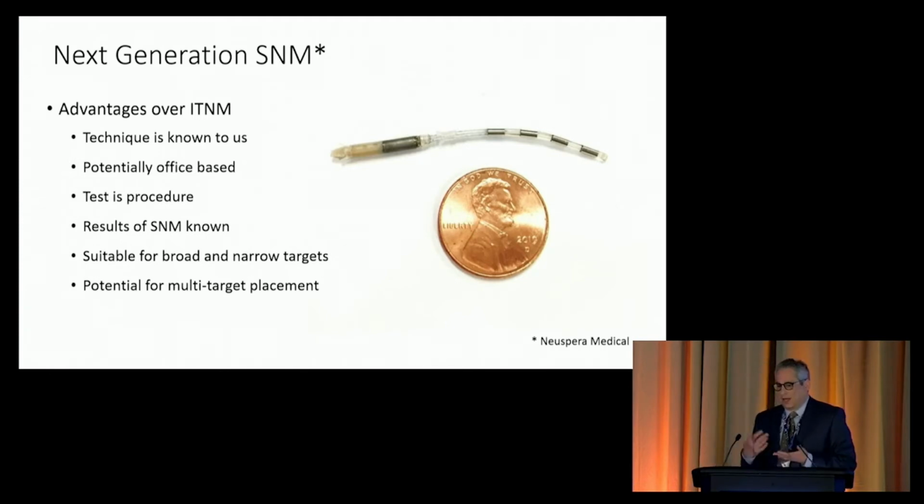Here's a device from Nuspera. It's an experimental device thus far, but it's a technique of sacral lead placement that's known to us. It's potentially office-based. The trial is the procedure. The results of sacral neuromodulation, which this essentially is, are already known. This can be leveraged to both broad and narrow target patients. And there's no reason why we ultimately have to be limited to putting one of these in. We could put more of these in and do a multi-target placement in the future.